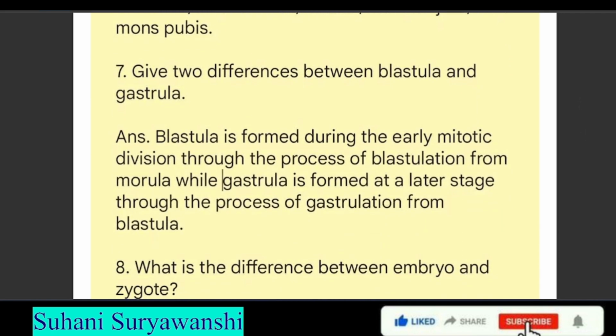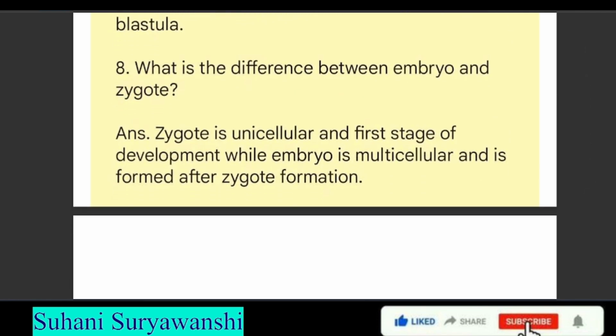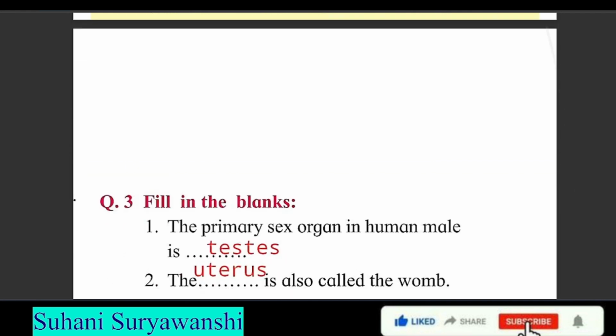Due to difference between blastula and gastrula. Blastula is formed during the early mitotic division through the process of blastulation from morula, while gastrula is formed at a later stage through the process of gastrulation from blastula. What is the difference between embryo and zygote? Zygote is unicellular and first stage of development, while embryo is multicellular and is formed after zygote formation.